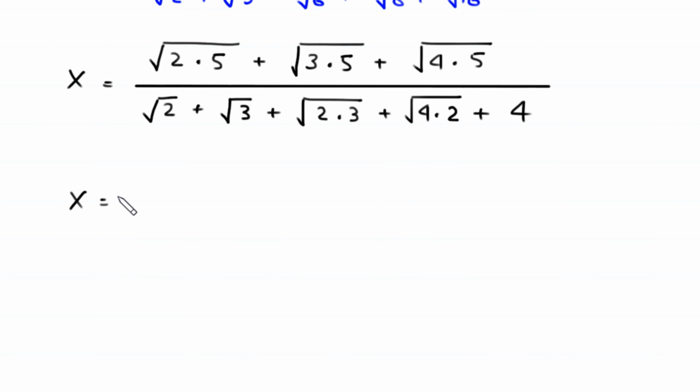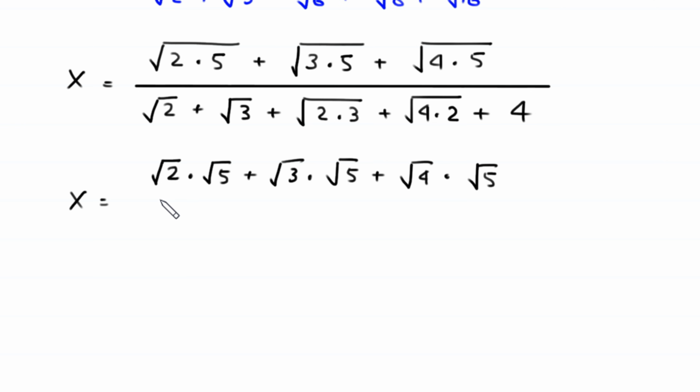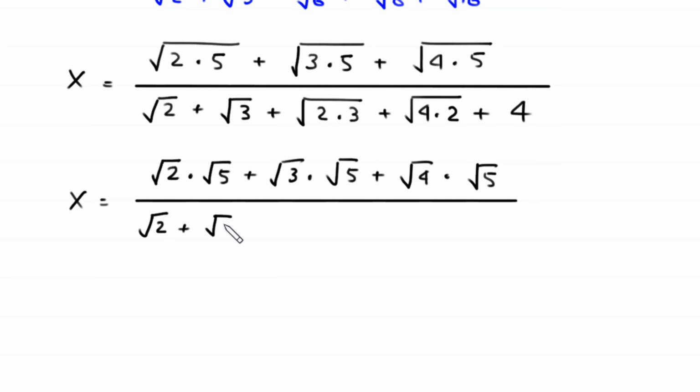Next, x is equal to this will become root 2 times root 5 plus this will become root 3 times root 5 plus this will become root 4 times root 5 divided by root 2 plus root 3 plus this will become root 2 times root 3 plus this will become root 4 times root 2 plus 4.